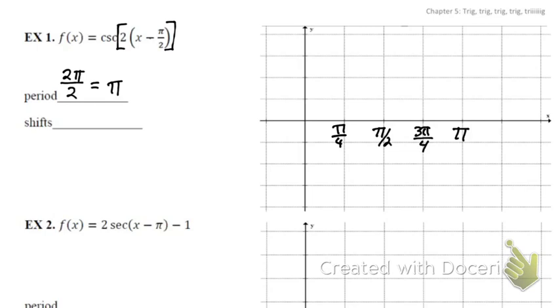It's going to shift. What direction? It's a negative. Right. It's going to go right pi over 2 units.